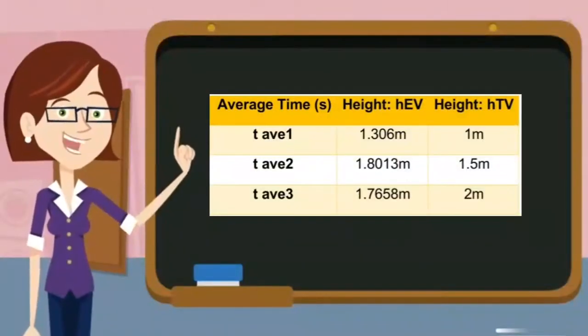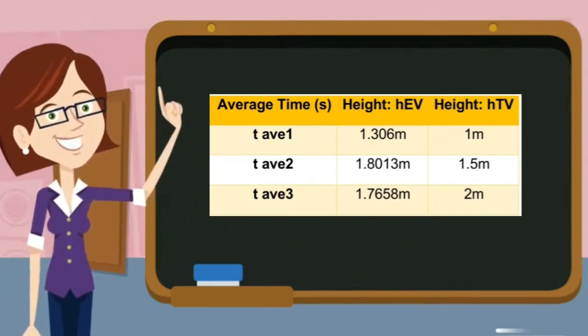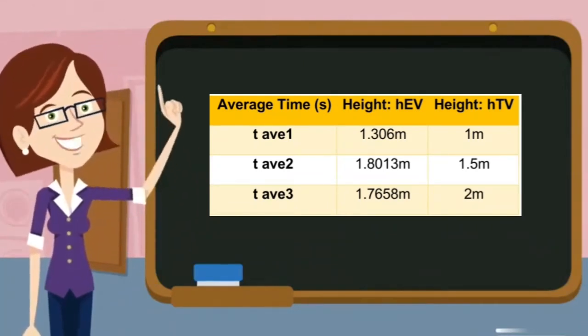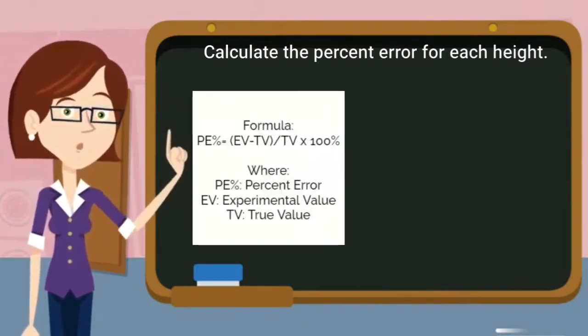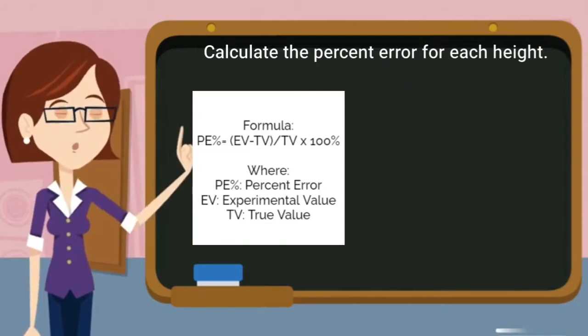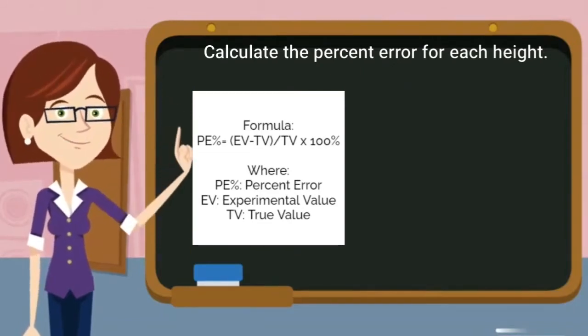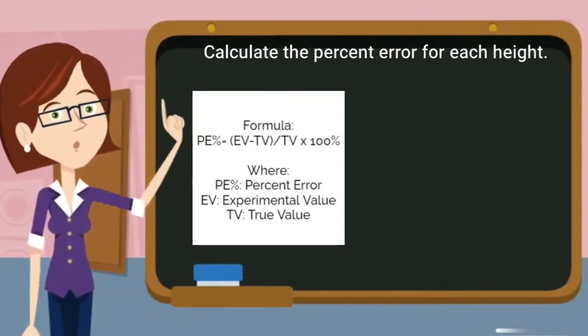Here is the result in height experimental value. The first one got 1.306 meters, the second one got 1.8013 meters, and the last one got 1.7658 meters. Calculate the percent error for each height. The formula for that is EV minus TV divided by TV times 100%, where PE stands for percent error, EV is experimental value, and TV is true value.